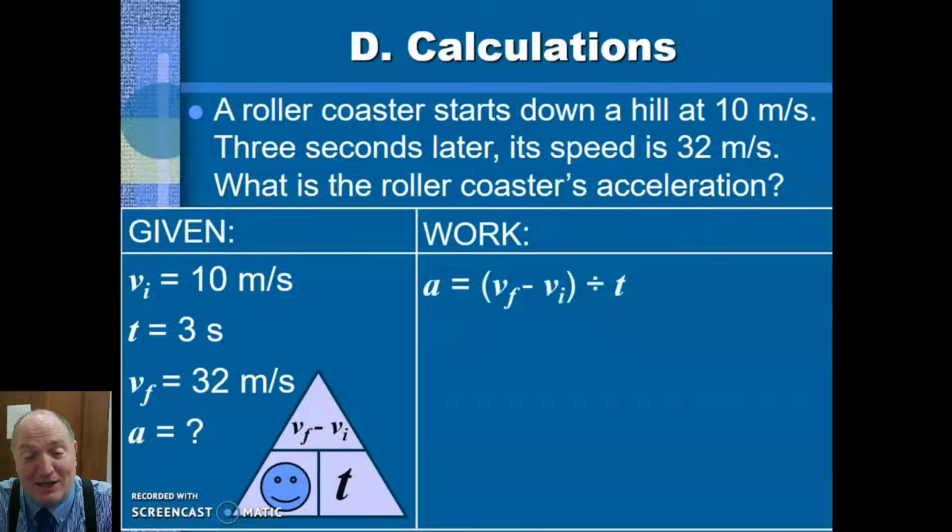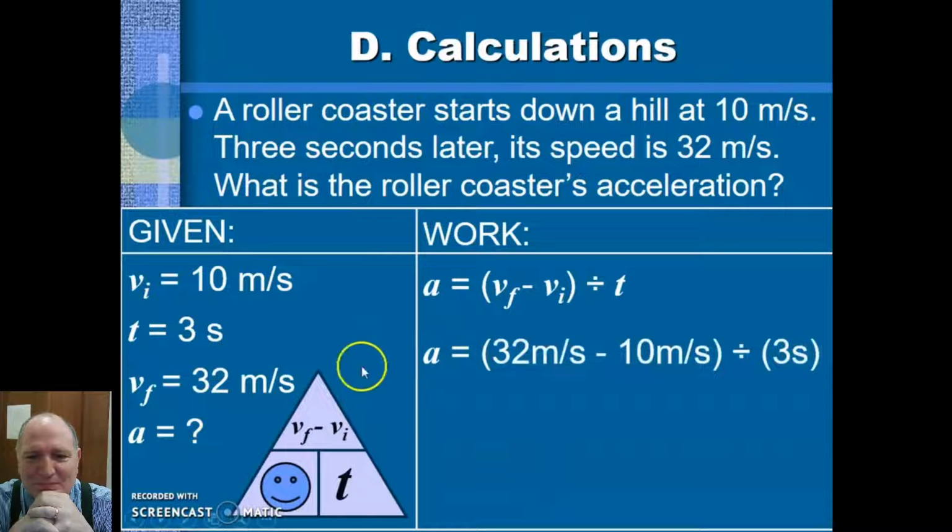I mean, can you tell I've never used this, but I get where it's coming from. Much easier. And then we just plug in our numbers. Okay, so our final velocity is 32. Our starting or initial velocity is 10 meters per second. And our time is 3. So we just plug that in. Okay, now remember, be careful. If you are just plugging this into your calculator, you have to tell your calculator how to do it properly. If you just type in 32 minus 10 divided by 3, you're going to get the wrong answer.